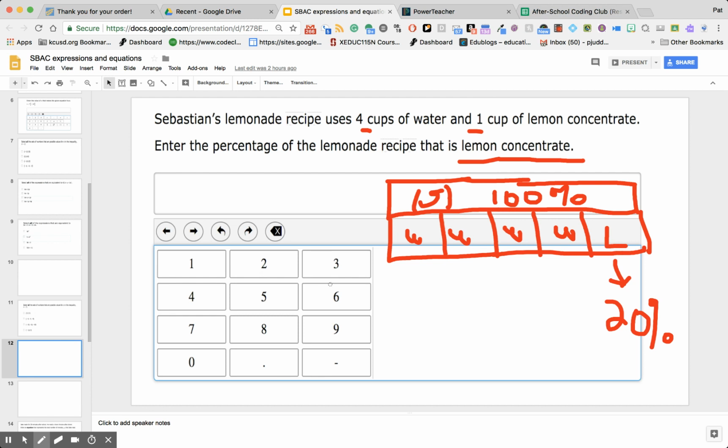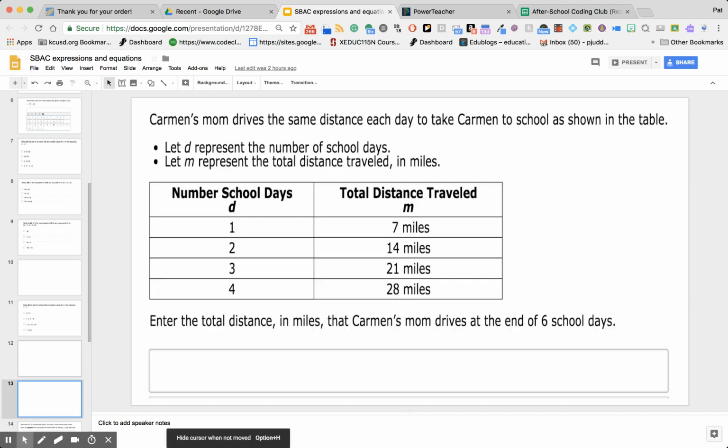Again, when you're using your number pad, you want to type in the numbers using this number pad, not the numbers on your computer. Okay? And on to the next one.